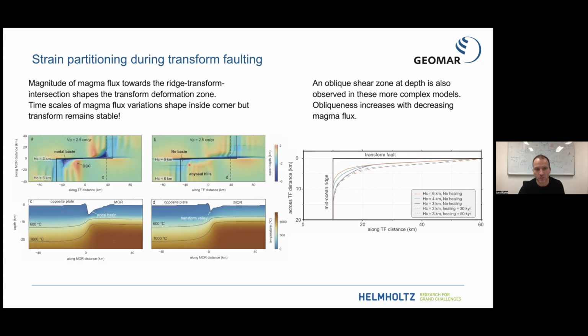The structures that you get are more or less symmetrical abyssal hill faulting in a robust system and then a deep transform valley. If you have a more reduced magma flux going into the ridge transform intersection, we produce nodal basins, we get core complexes due to detachment faulting.